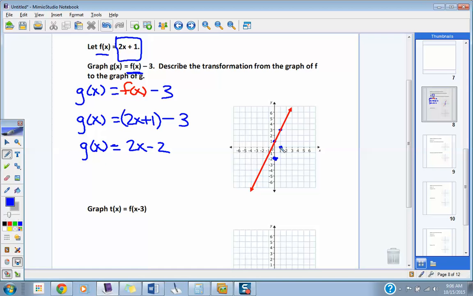Say it one more time, Tori. 3 below, okay? Am I understanding that you're saying take the original graph and slide it down 3 units? Is that what you're saying?